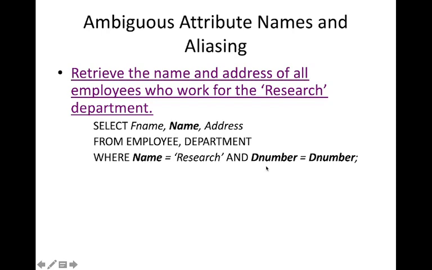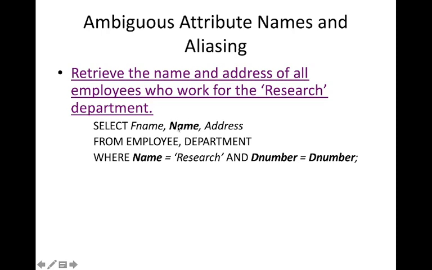Similarly, if we are using the same name for department number also, we do not know whether this is the employee's department number or this is the department's number. So we are not able to locate it. So this is known as ambiguity in attribute names.